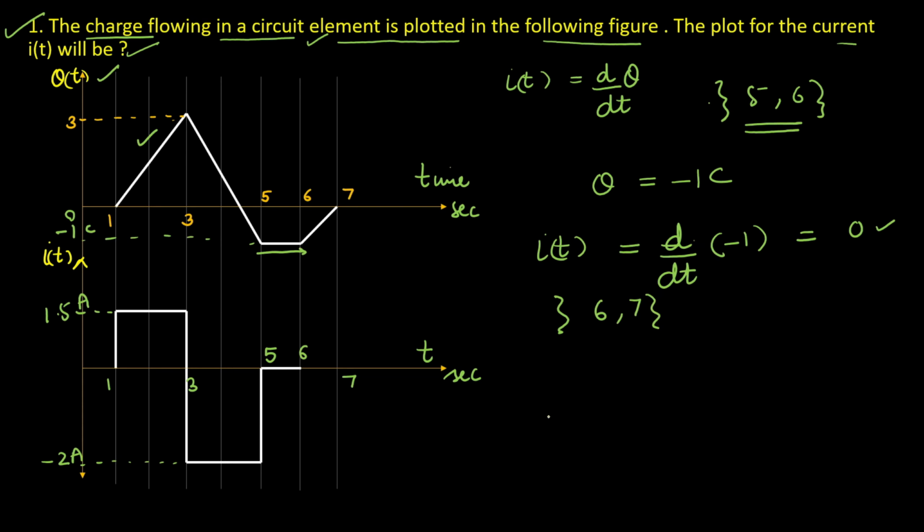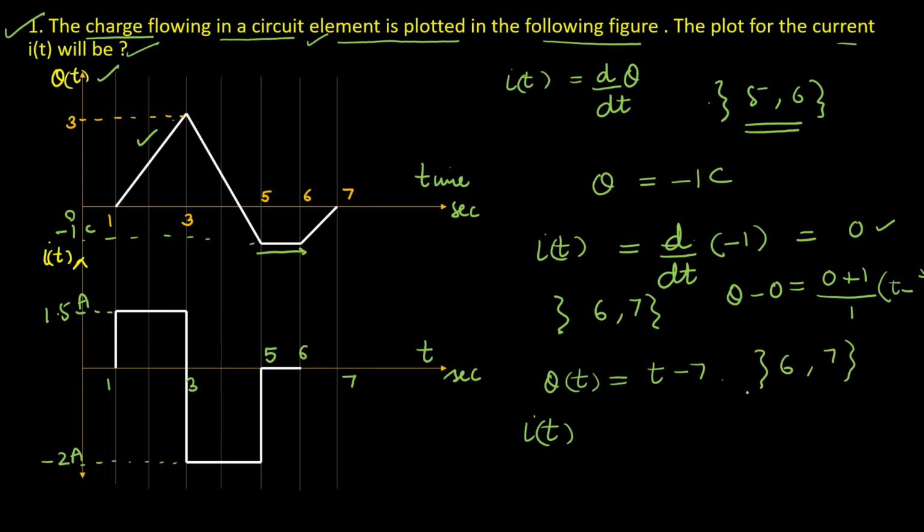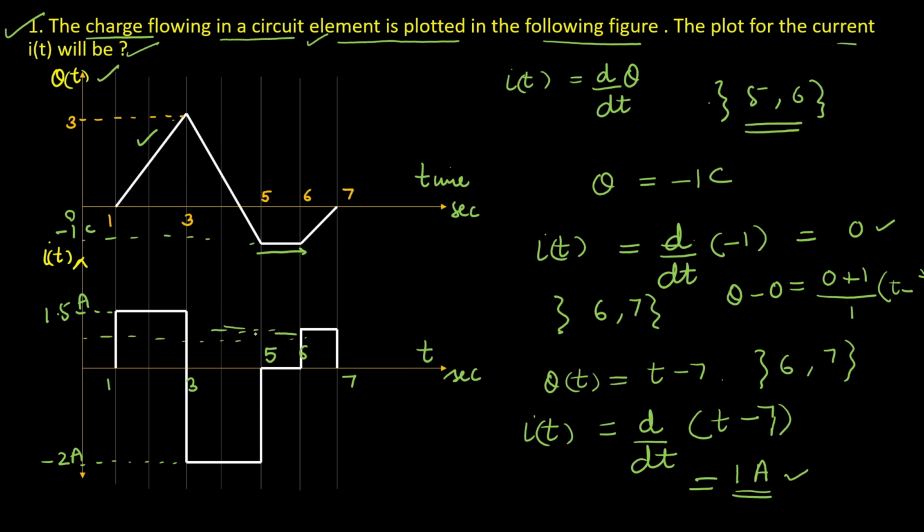Between the interval 6 to 7, in the same way, the equation of the charge will be q of t is equal to t minus 7. So the value of the current I of t between the interval 6 to 7 will be equal to d by dt of the charge, d by dt of (t minus 7). So we are getting a value of 1 ampere. The value of the current in this interval will be 1 ampere.